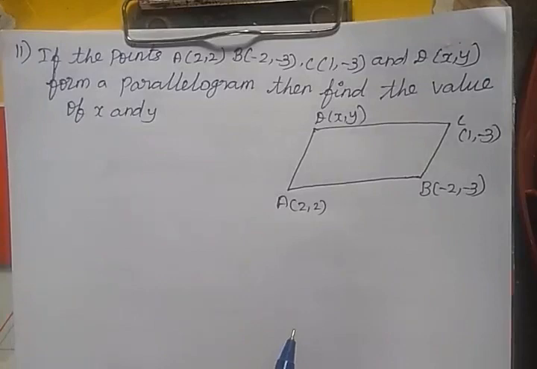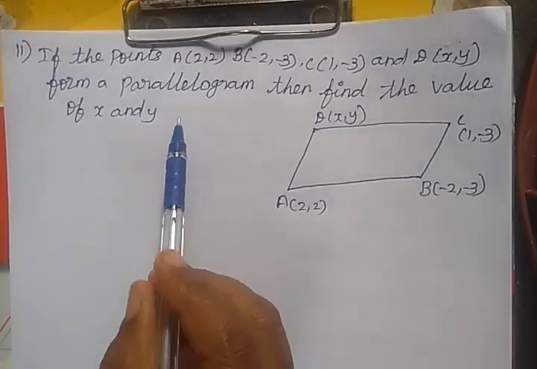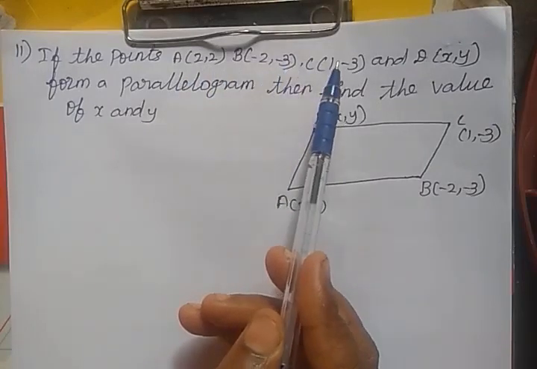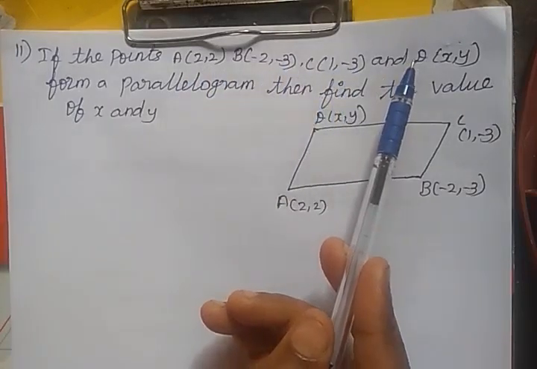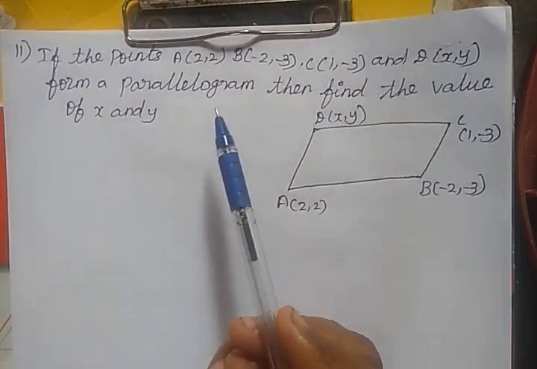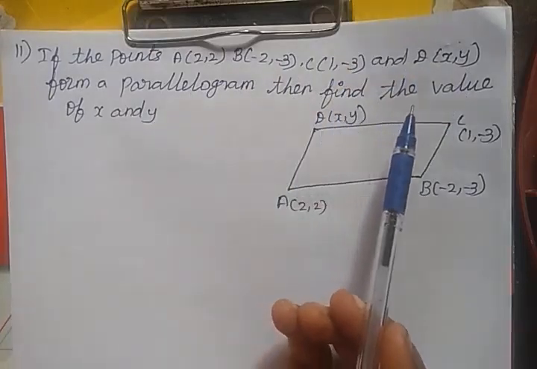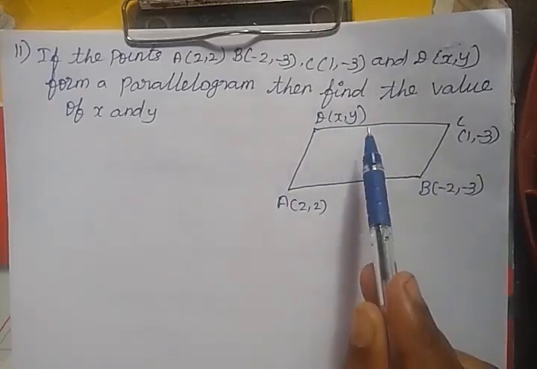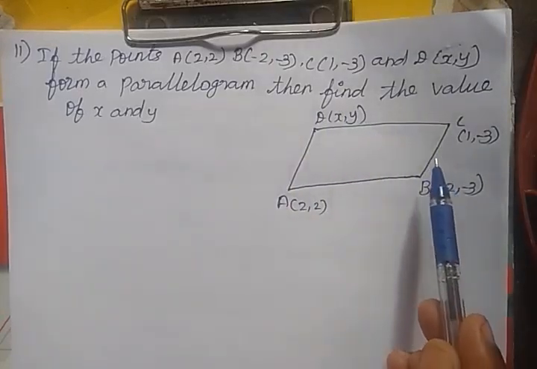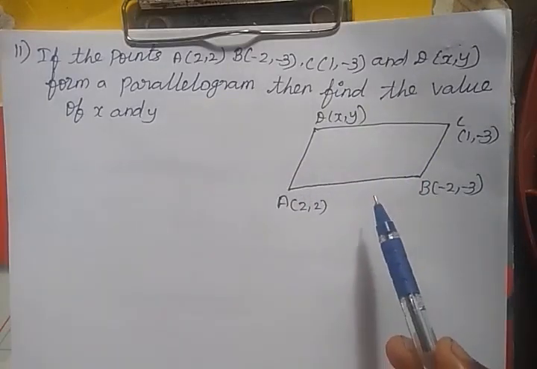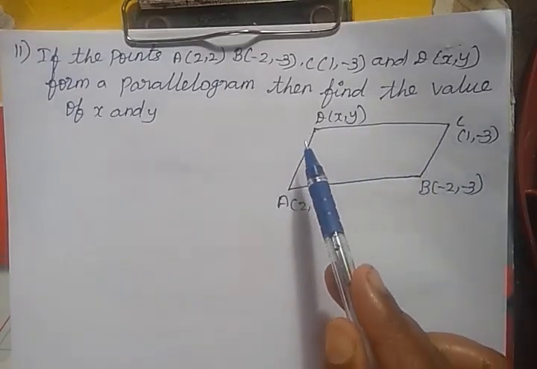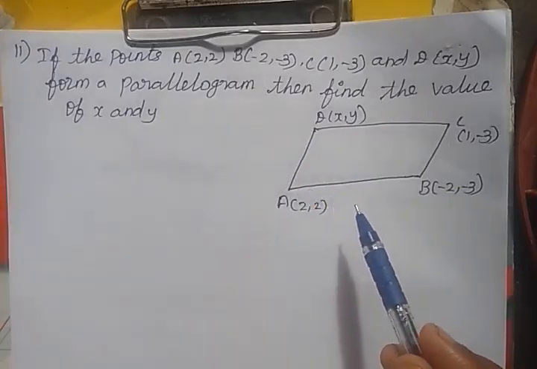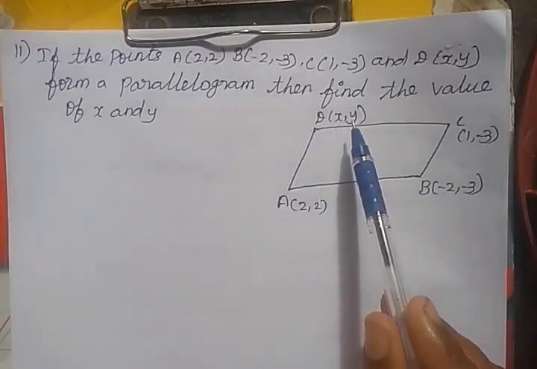The next question is the 11th question. If the points A (2, 2), B (-2, 3), C (1, -3), D (x, y) form a parallelogram, then find the value of x and y. We know that in a parallelogram, opposite sides are parallel. AB and CD are parallel and also BC is parallel to AD. For parallel sides, the slopes are equal. From that, we are going to find x and y.